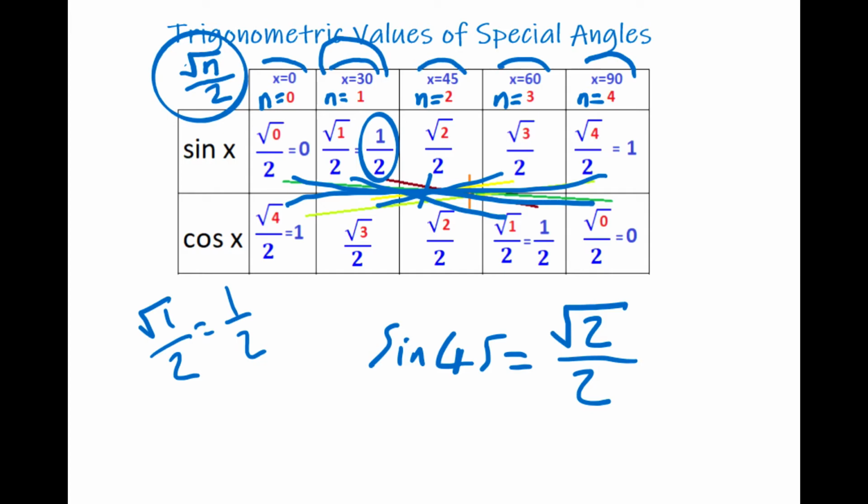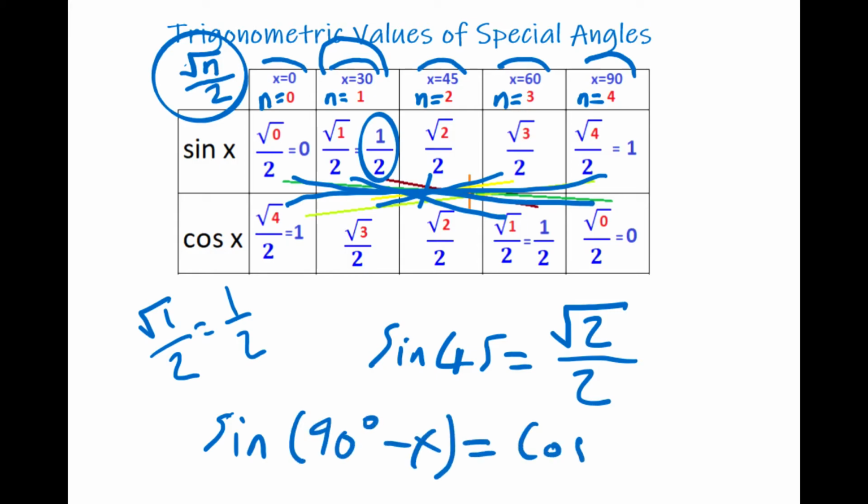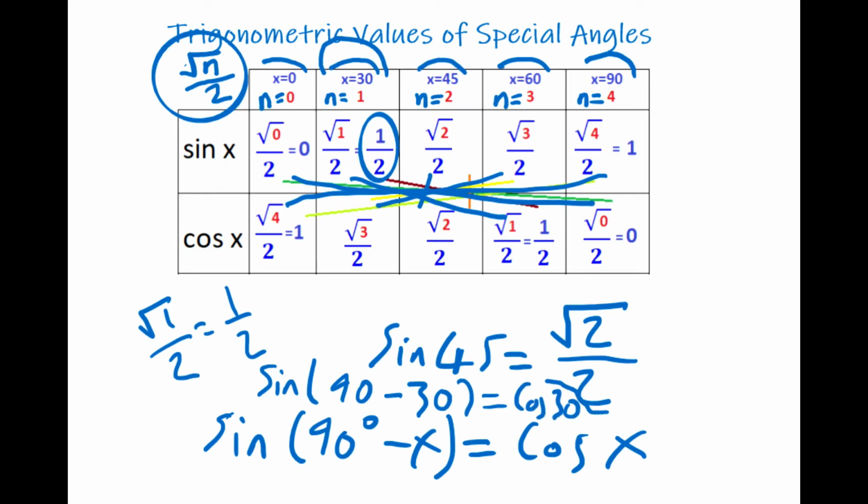Actually, there is a reason why this is the case. Sine of 90 degrees minus x is always, guys, cosine x. You can think of it in this way, okay? So let's say sine 60 degrees, right? Sine 60 can be written as sine of 90 minus 30, right? So sine 60 is going to be equal to cosine 30, guys.